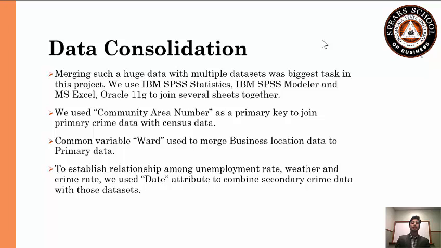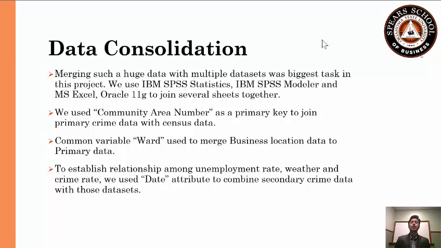Let's discuss data consolidation. I must tell you, data consolidation was one of the biggest and trickiest tasks of our project. Merging such a huge amount of data with multiple data sets was indeed a challenging endeavor, and we had to use IBM SPSS Statistics, IBM SPSS Modeler, MS Excel, and Oracle to do this task.